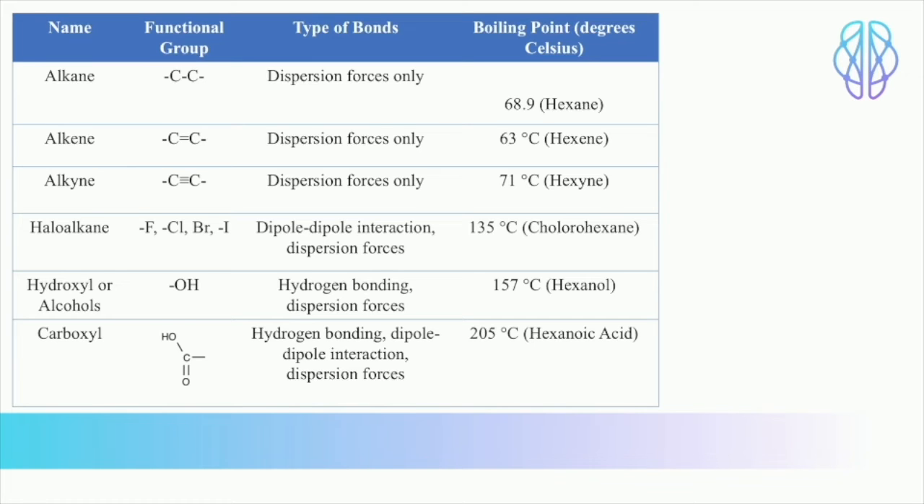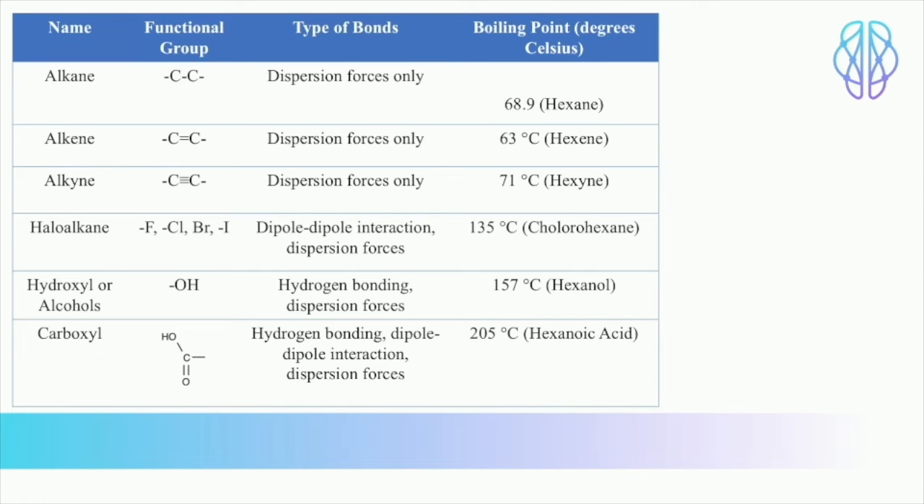So for alkanes, alkenes, and alkynes, they all tend to have pretty similar melting and boiling points. However, alkynes will have a slightly higher melting and boiling point just because they pack a little better. Haloalkanes, as you know, will form dipole-dipole interactions due to the polarity of the halogens attached to the alkane, and thus will have a significantly higher melting and boiling point compared to a similarly sized alkane. So chlorohexane will have a pretty big difference in boiling point compared to hexane.